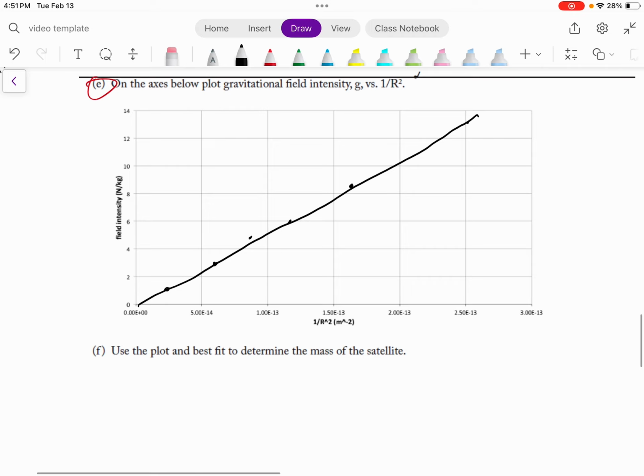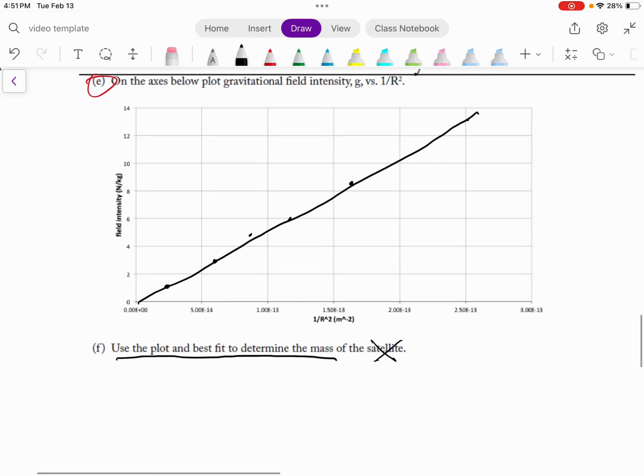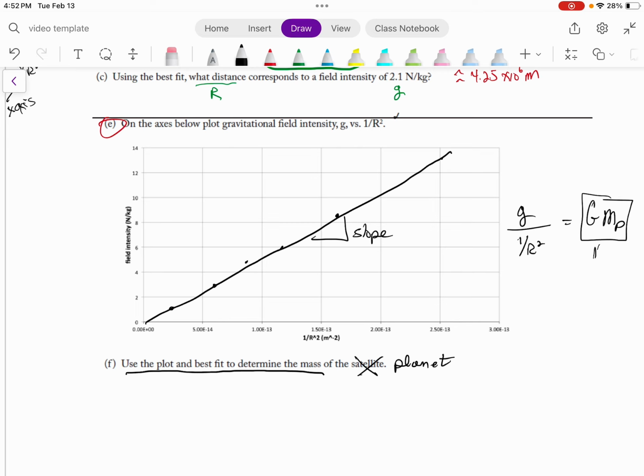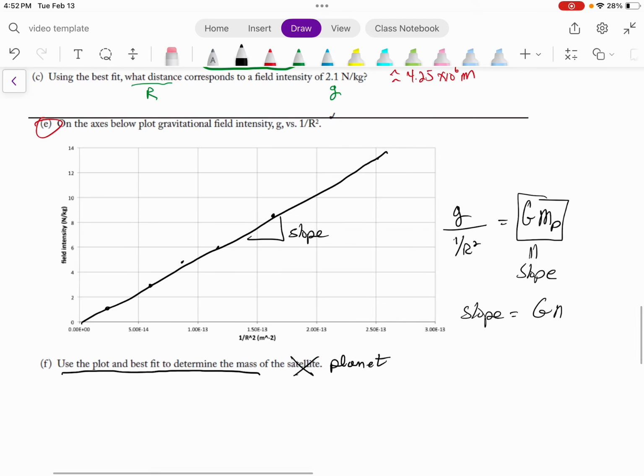Guess what? It's linear. Use the plot and best fit to determine, and this is a typo, this should be mass of the planet, not satellite. And it's not my typo, just so you know. What does this slope equal? Well, we know that g over 1 over r squared equals big G times the mass of the planet. This is a constant, and that is the slope. So if I find the slope, it will equal big G times the mass of the planet.